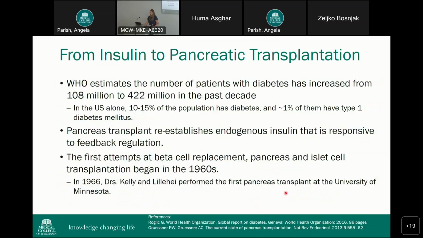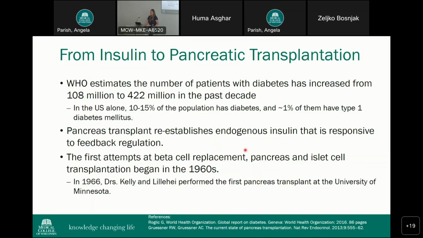So moving on from insulin to pancreatic transplant: within the past decade, the number of persons carrying the diagnosis of diabetes increased from 108 million to 422 million. In the US alone, this is about 10 to 15% of the population, 1% of which has type 1. And there was always this continued thought: how can we reestablish this endogenous insulin that is responsive to feedback?